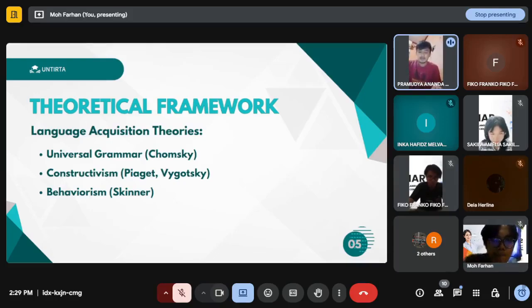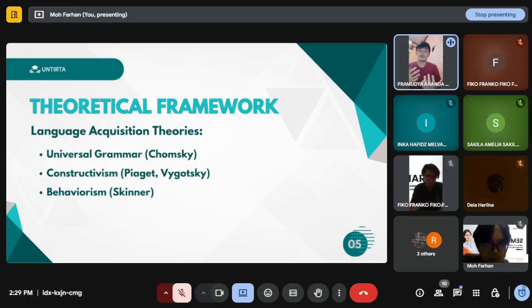And the next is constructivism theory. This is a theory developed by Jean Piaget and Lev Vygotsky. This theory explains that language knowledge involves understanding constructions that we use to carry out communicative or social pragmatic functions. For example, a question construction is used to ask for information, and a transitive statement is used to comment on an action performed by an actor.